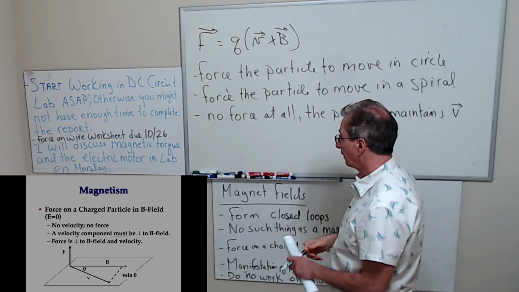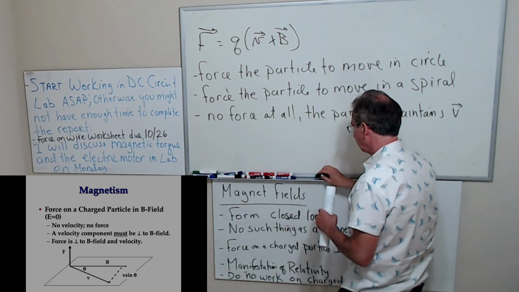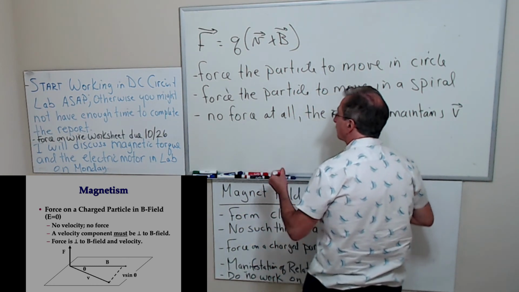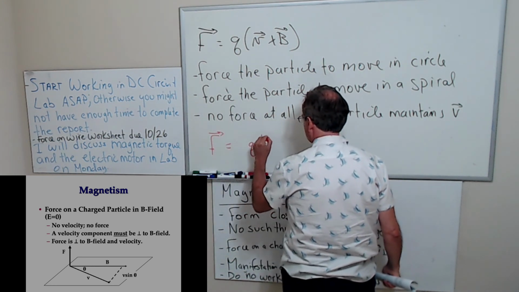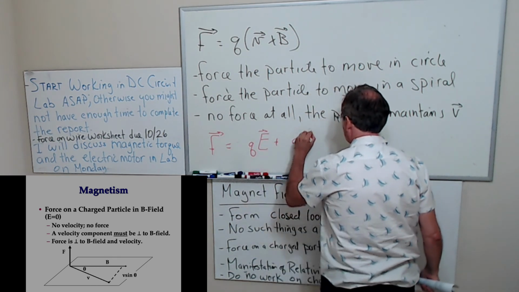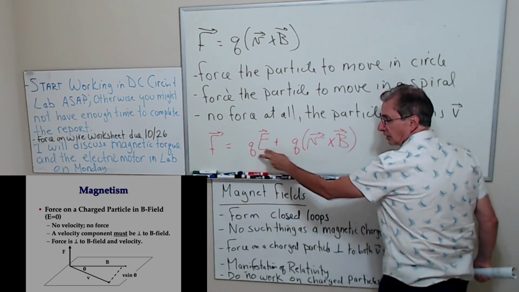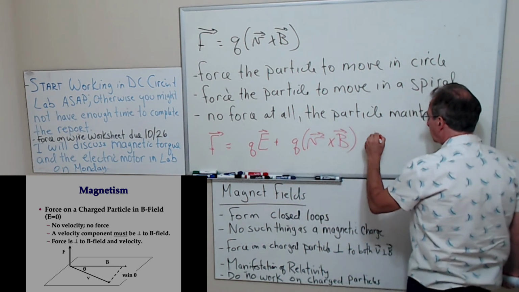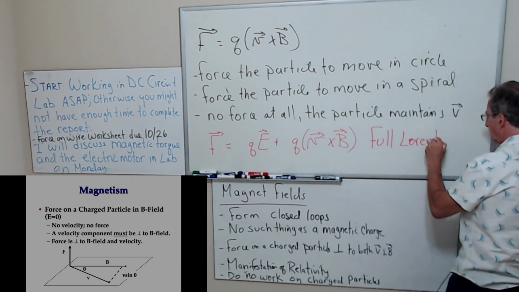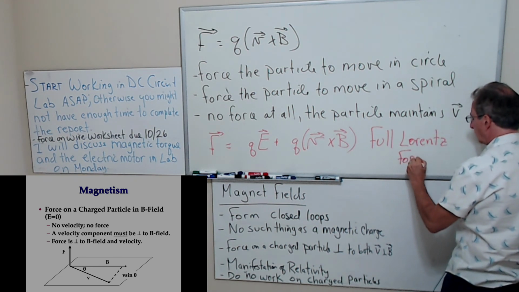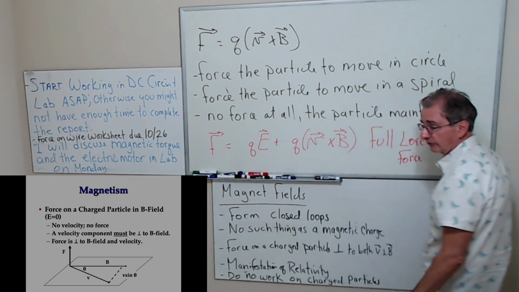Now, if there's also an electric field, if there's an electric and magnetic field involved, then the force on the particle, if you drew a free body diagram, would look like this. This is the force due to the electric field plus the force due to the magnetic field. And we call this the full Lorentz force. It's named after Lorentz, and it also includes the electric field.